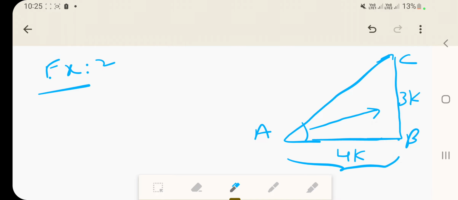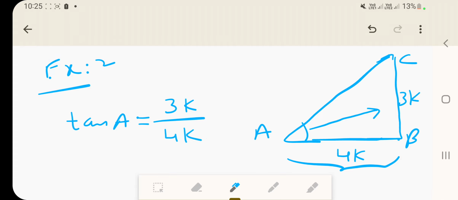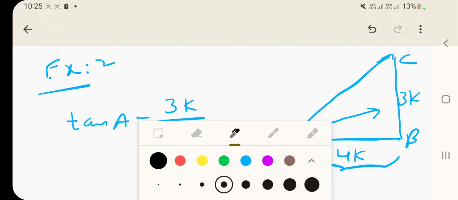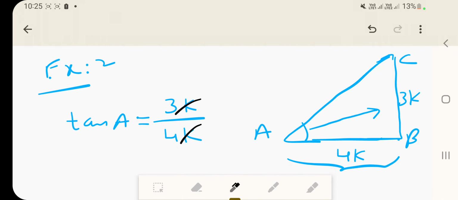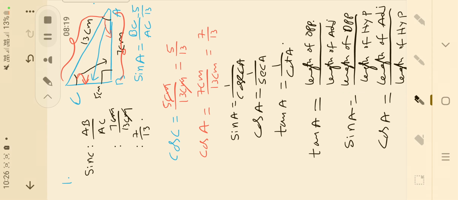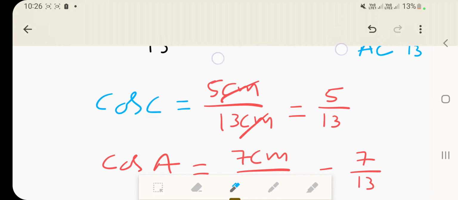This is given. And now above we have seen tan A is the ratio of opposite side to the angle A, that is 3K, divided by adjacent side to angle A, that is 4K. Here we can cancel the constant K from numerator and denominator and we get 3 by 4. So tan A is 3 by 4. Suppose we find the values of sin A and cos A and take the ratio, we are going to get the same answer here.